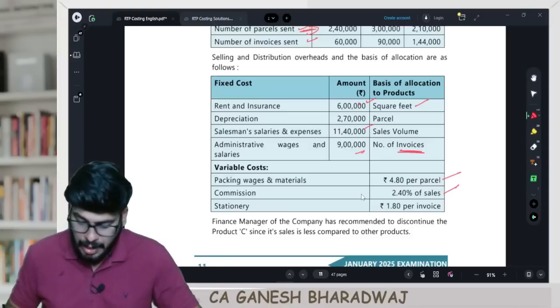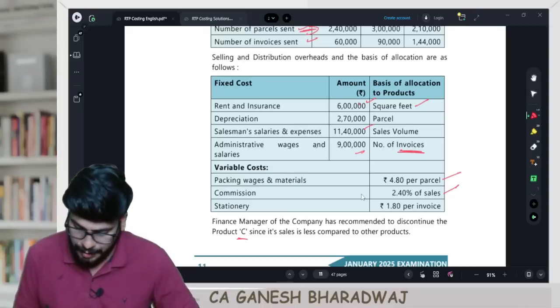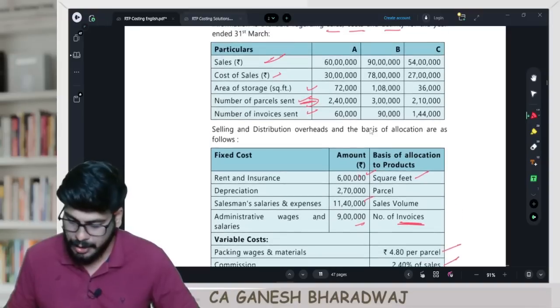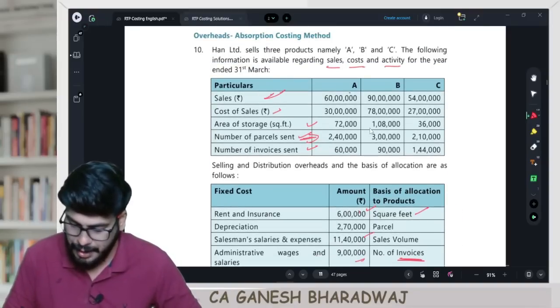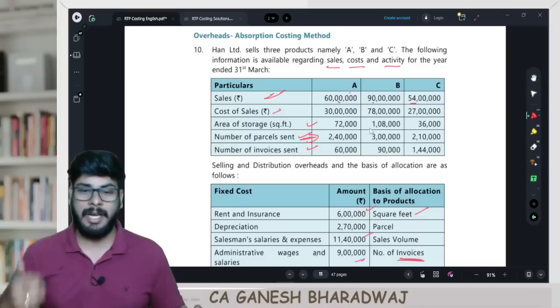Fairly simple. Now, the finance manager of the company has recommended to discontinue product C since its sales is less compared to the other products. If you see between the 3 products A, B, and C, 60, 90, and 54. Since product C has a lower sale, let us discontinue.